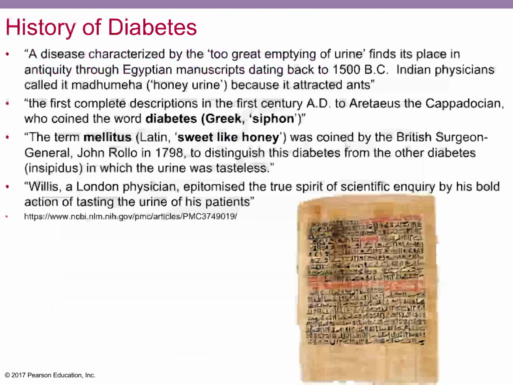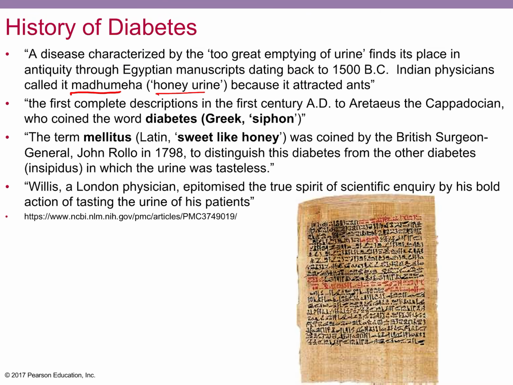So just a little history of diabetes. Diabetes has been with humans as far back as when records were first started to be kept, with the ancient Egyptians. They called it a disease characterized by a great emptying of urine. Indian physicians called it, and I'm not going to try to pronounce that name, honey urine. It attracted ants. Then the Greeks coined the term diabetes to mean siphon, because they saw that people with diabetes urinated a lot, so things sort of siphoned through the person. Copious amounts of fluid went through them.